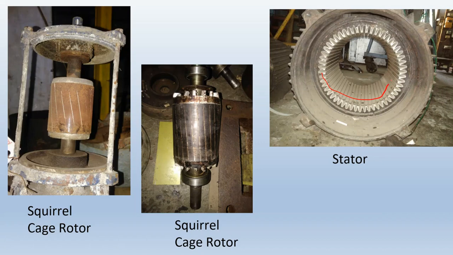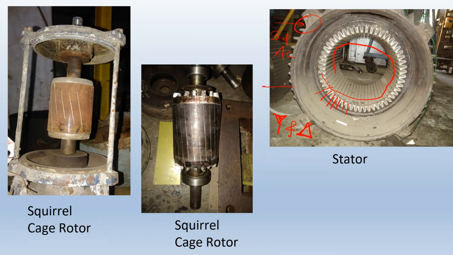This is the actual picture of stator. This part is called the stator, and these are the stator slots in which the three-phase winding is placed. It may be connected in star or delta. Here we have a terminal box to which three-phase AC supply is given, so that the balanced AC current will flow through the winding.